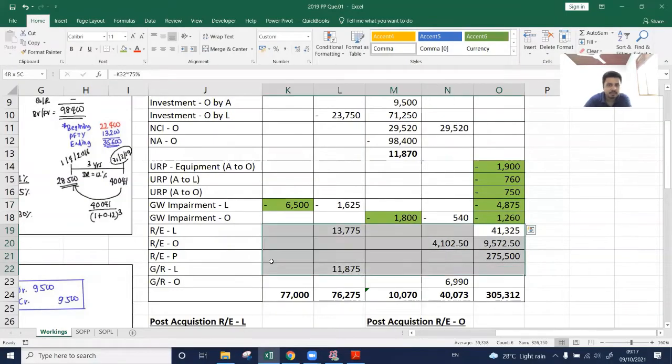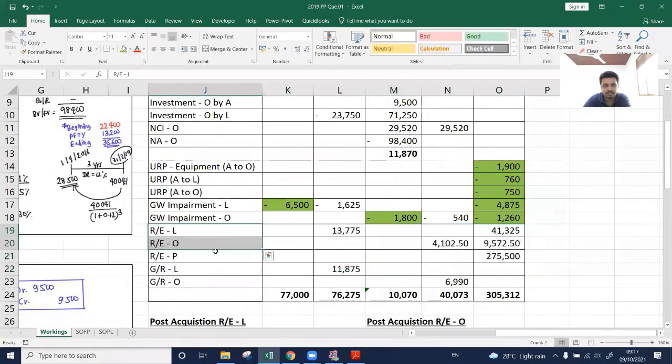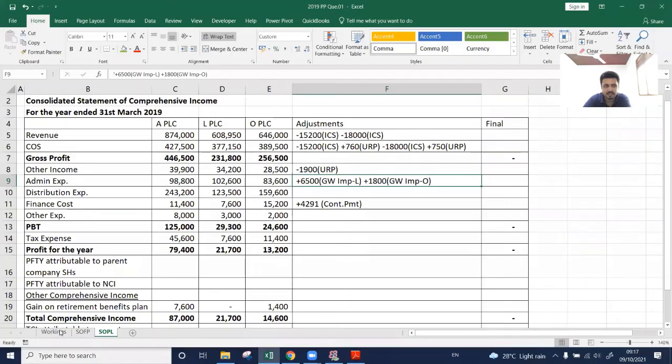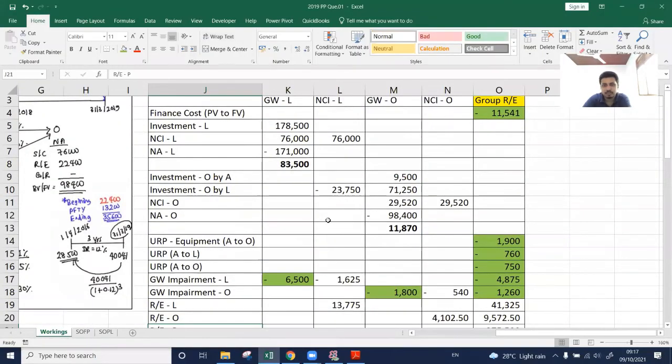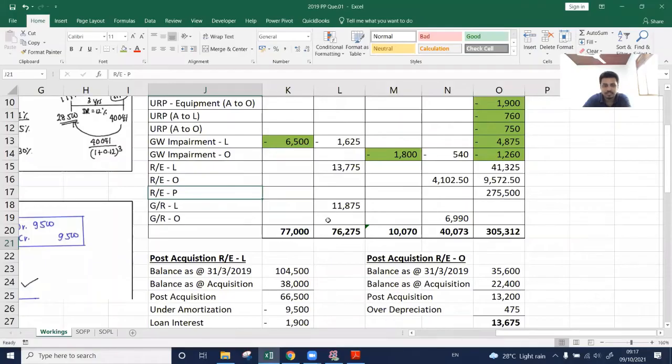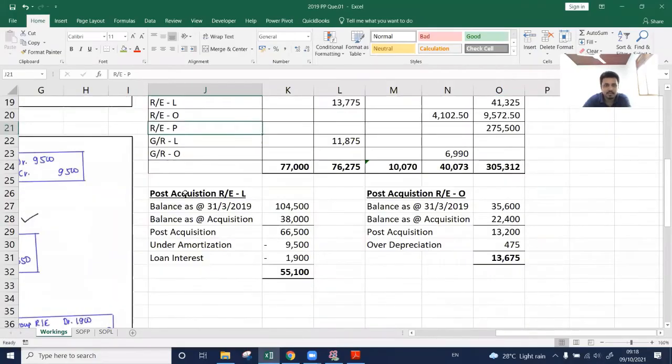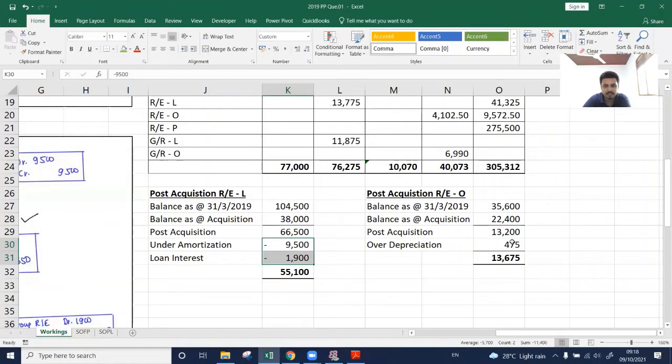And these things, post acquisitions, we do not need to consider. Post acquisition profits, general reserves, parent company's year end amounts, those do not come under adjustments. Right. So under the group retained earnings column, we have considered all, but we have some more to consider. Here, see, post acquisition retained earnings of Lemon PLC and post acquisition retained earnings of Orange PLC. So these post acquisition amounts also we have adjusted, right?